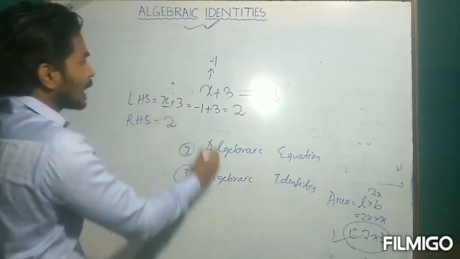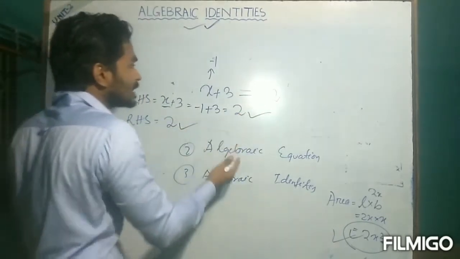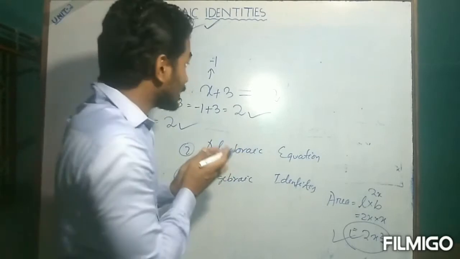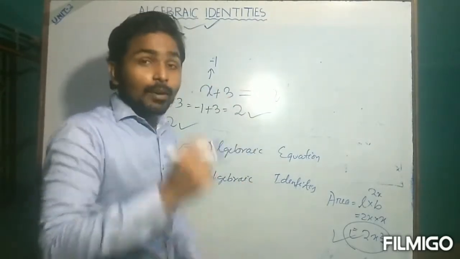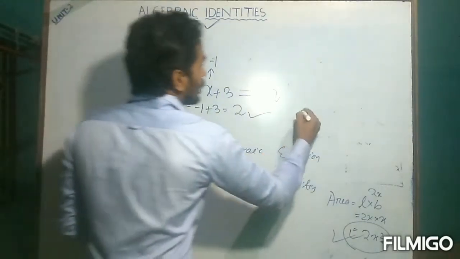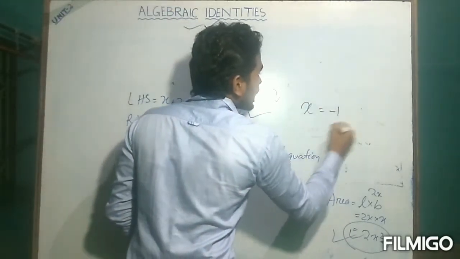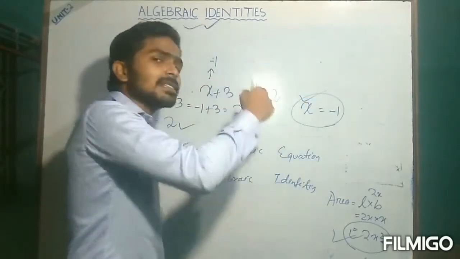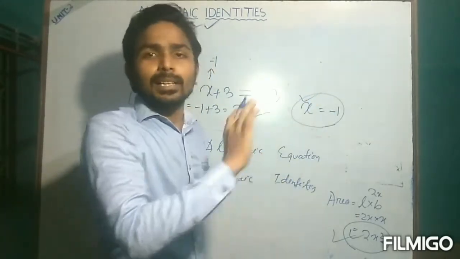And RHS also 2. Now you can see that LHS and RHS are equal. That means both sides are equal for a certain value of x. What is that value? That value is x is equal to minus 1. So only for x equal to minus 1, LHS and RHS are equal.